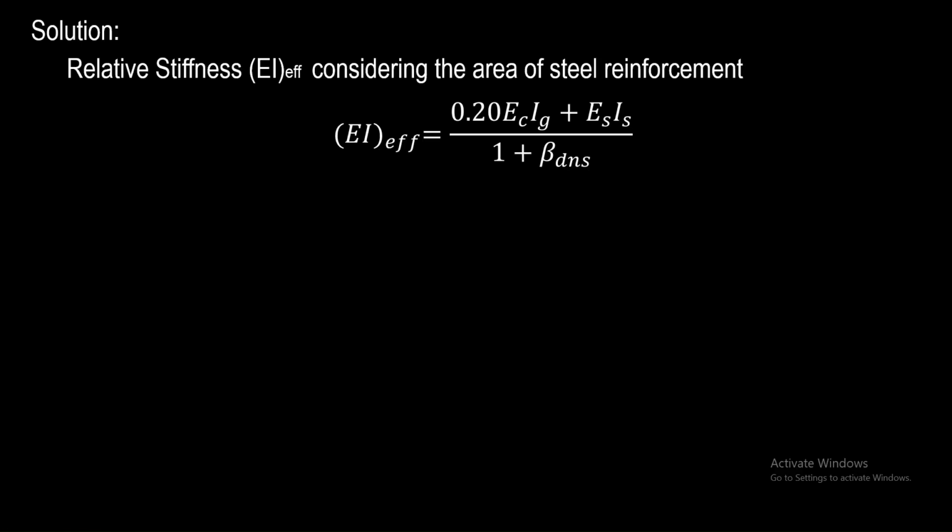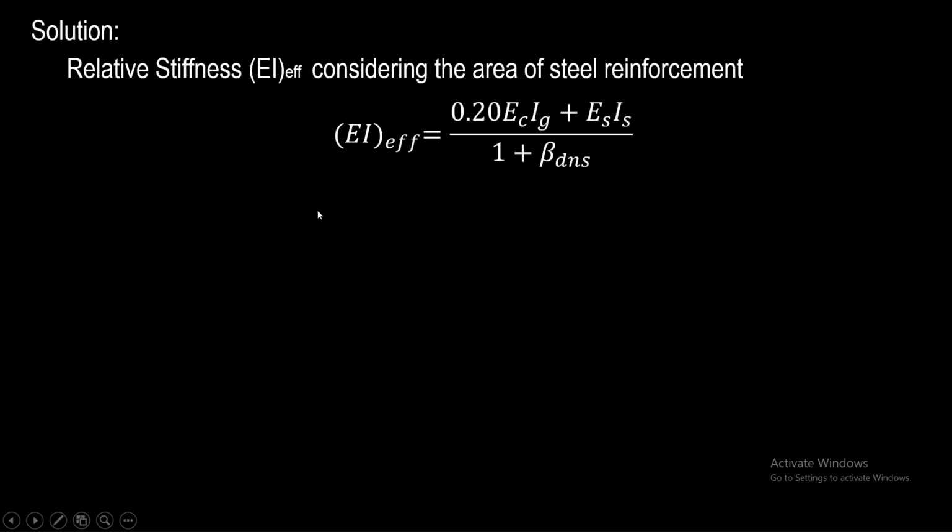For the solution, letter A, relative stiffness, or EI effective, considering the area of steel reinforcements. Since we are computing the relative stiffness considering the area of reinforcement, we have the equation: 0.20 times the modulus of elasticity of concrete E sub C, times I sub g, the gross moment of inertia, plus the modulus of elasticity of steel E sub s times I sub s, or I sub se, the moment of inertia of the steel reinforcement, over 1 plus the creep factor beta dns.